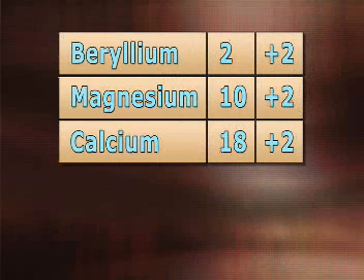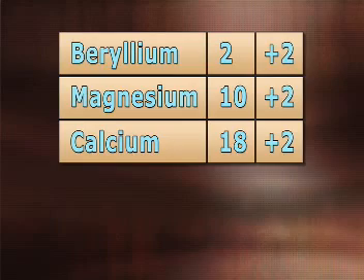Hello again, students. I am sure that you had no problem with this activity. Beryllium has 2 shielding electrons and an effective nuclear charge of +2. Magnesium has 10 shielding electrons and an effective nuclear charge of +2. Calcium has 18 shielding electrons and an effective nuclear charge of +2 as well.